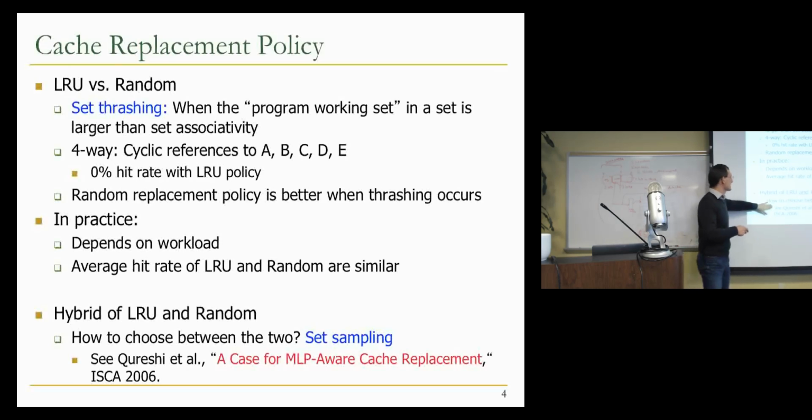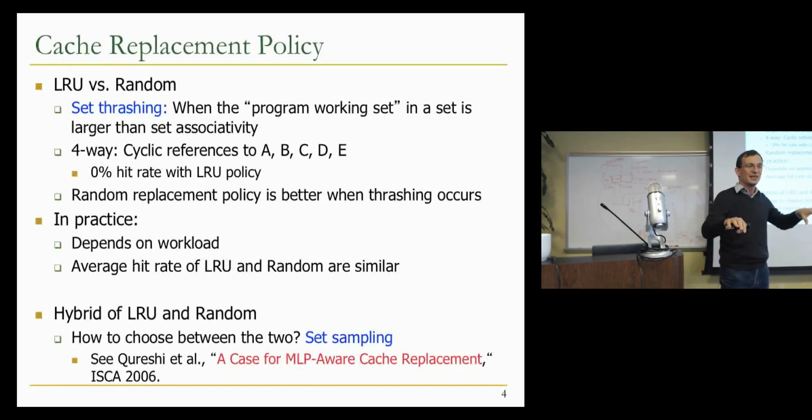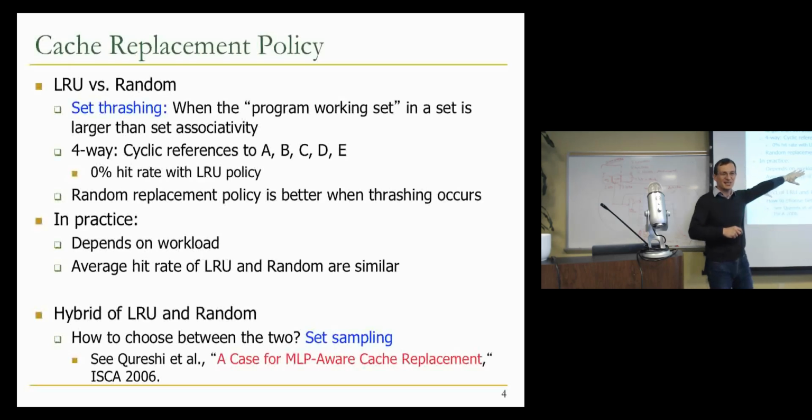And the idea is you have some sets dedicated to LRU and some other sets dedicated to random replacement, and you try to figure out which one is doing better. And depending on which one is doing better dynamically, you apply the better replacement policy to the remaining sets. That's the idea of set sampling.